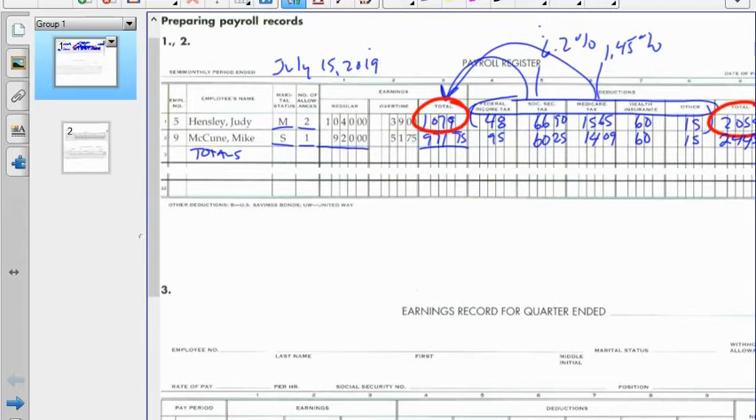All right, welcome back. We got $19.60 in regular earnings. We got $90.75 in overtime, $2,050.75. And again, you guys always have Schoology to look this up because my handwriting may not be the cleanest.